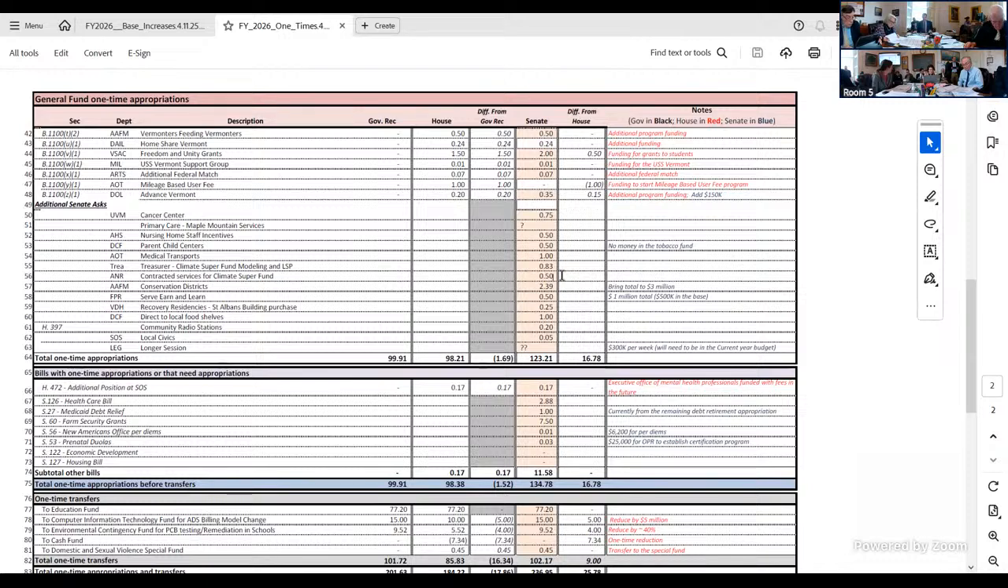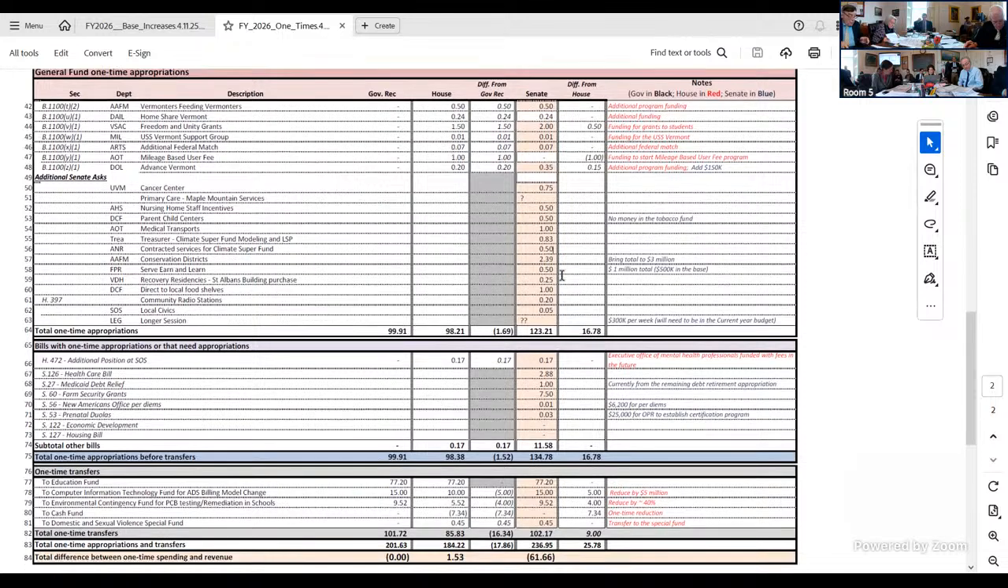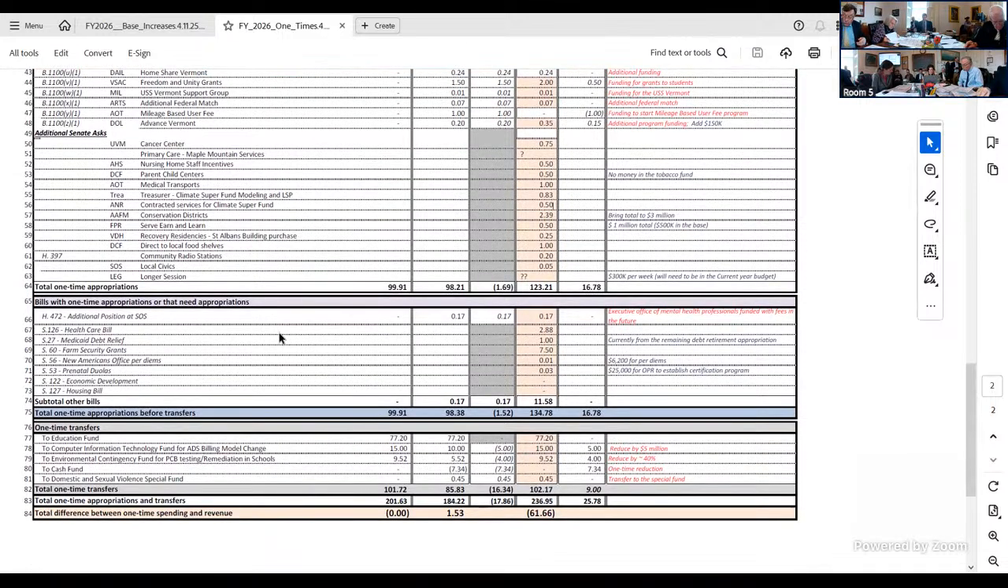So those are all of the one-time appropriations, both that were in the House, governor's, and then what's been talked about in this committee so far. And then below that, we have the bills with one-time appropriations. So the House has H.472. This is a lot of times with the Secretary of State's office, when there is a new profession that's being regulated, we have to front load the startup, and then going forward, the program is funded with the fees of the program. So this is the $170,000 to start the mental health professional licensing.